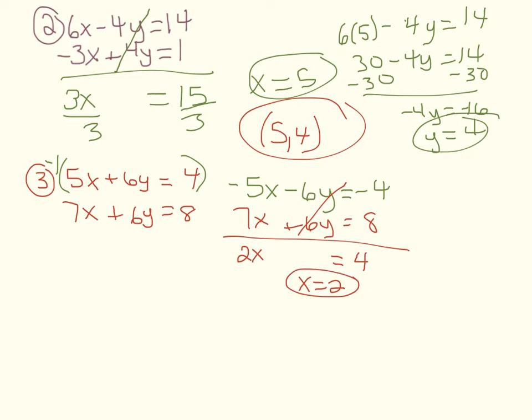Last thing I need to do is substitute the 2 back into any of the equations I have. So I can choose the 5x plus 6y equals 4. I could choose the negative 5x minus 6y equals negative 4. Or I could choose the 7x plus 6y equals 8. I don't care which of the equations you choose. You can actually choose this one, or even the one that you changed. However, usually the one that you changed is harder. So I would go for whichever of the original ones is easier. In my opinion, the top equation is easier because the numbers are a little bit smaller.